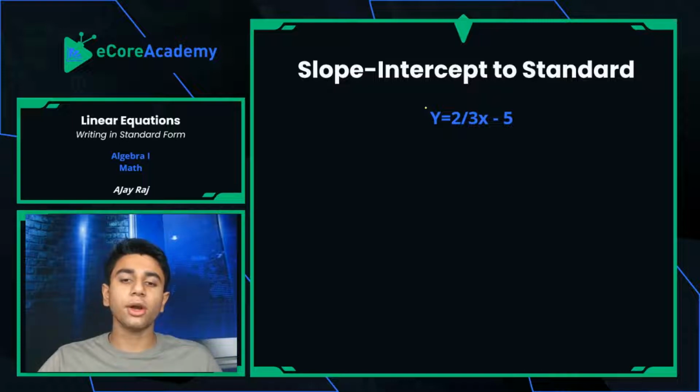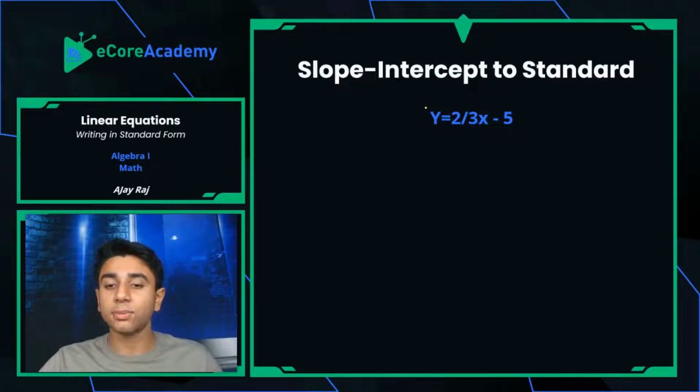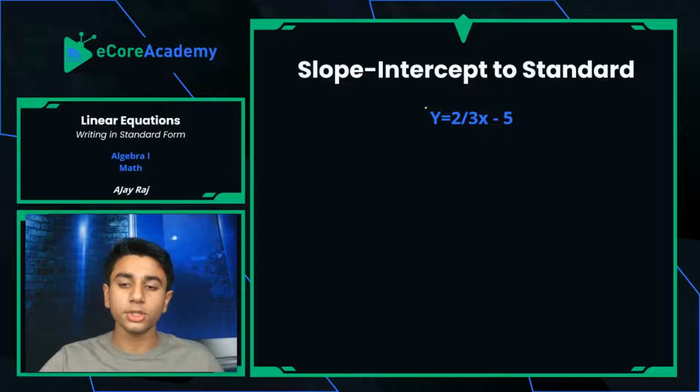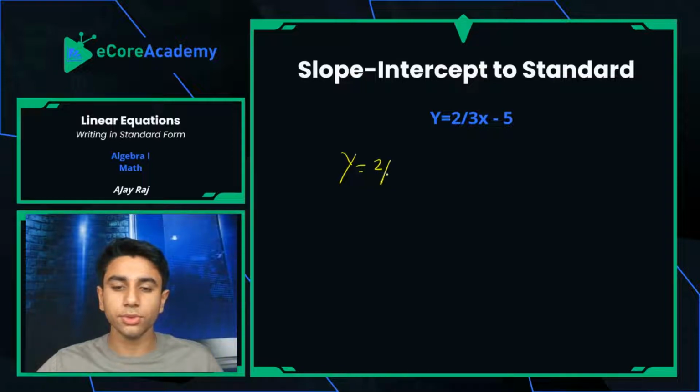So now let's talk about moving from slope-intercept form to standard form. So we're given the slope-intercept form equation, y equals 2/3 x minus 5, and now we're tasked with moving it into standard form. So the first thing that you're going to do is, let's rewrite this big and bold here. Y equals 2/3 x minus 5. Now, keep in mind, the first thing that we want to do is we always want to keep the x and the y both on the one side, our left-hand side, and keep our constant on the right-hand side.